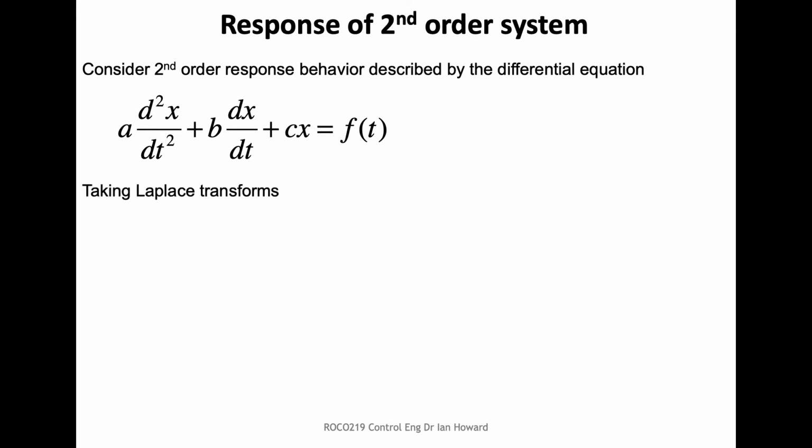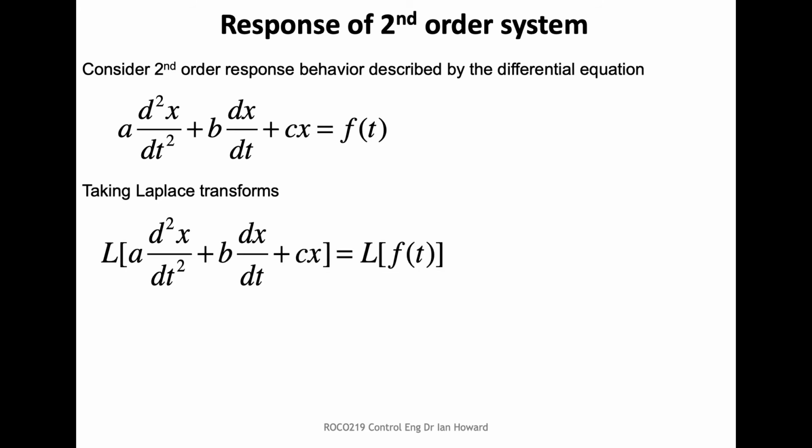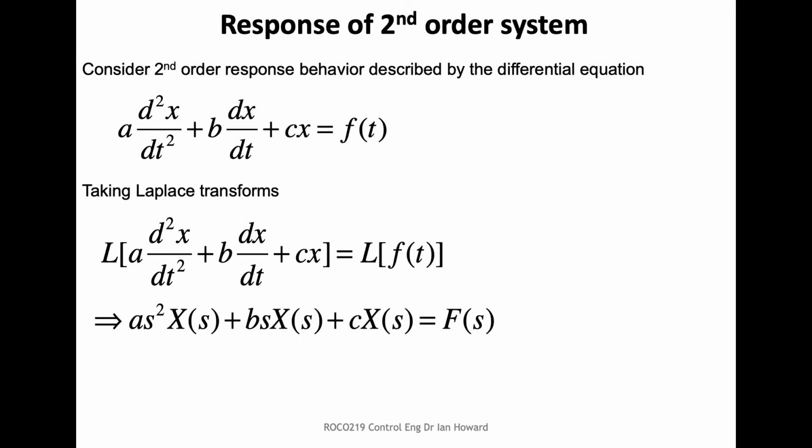Now we're going to think about these things using Laplace transforms and consider them in the S domain. So we can take Laplace transforms of both sides of this, and we're just going to worry about transfer functions in the first instance, so we shan't worry about initial conditions. So we can see that the a d squared x dt squared goes to a s squared capital X of s, the b dx dt goes to bs capital X of s, and the cx goes to c X of s. And of course, f of t goes to capital F of s.